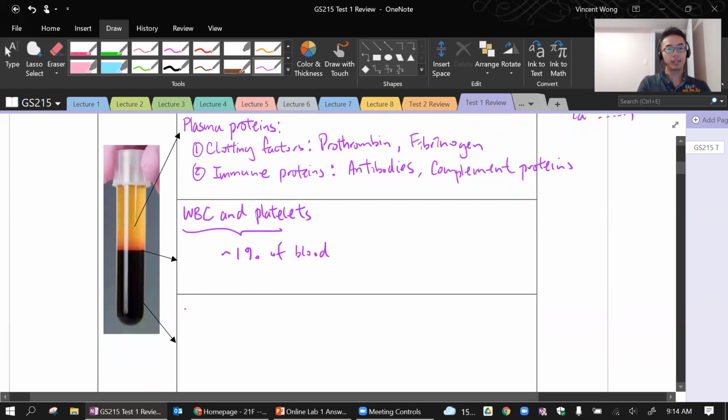And finally, down here, this is your RBC. So the RBC, when you separate it like this, is also called the hematocrit, which makes up approximately 45%.